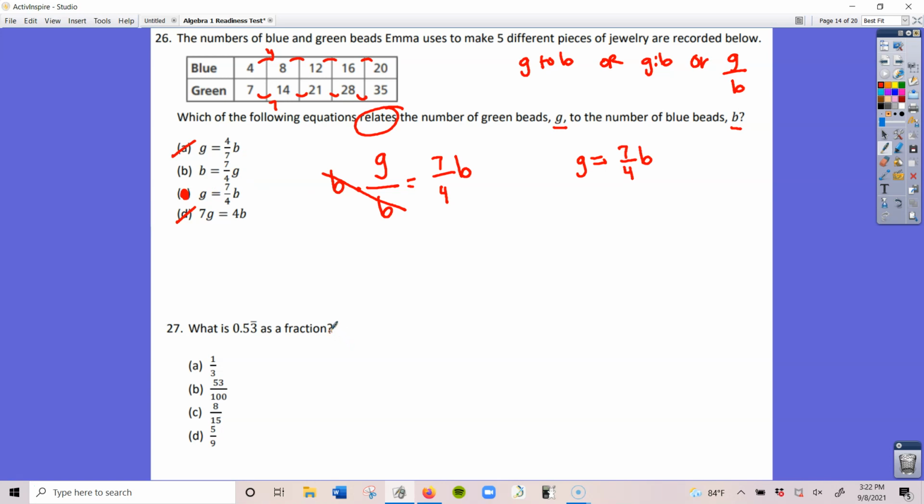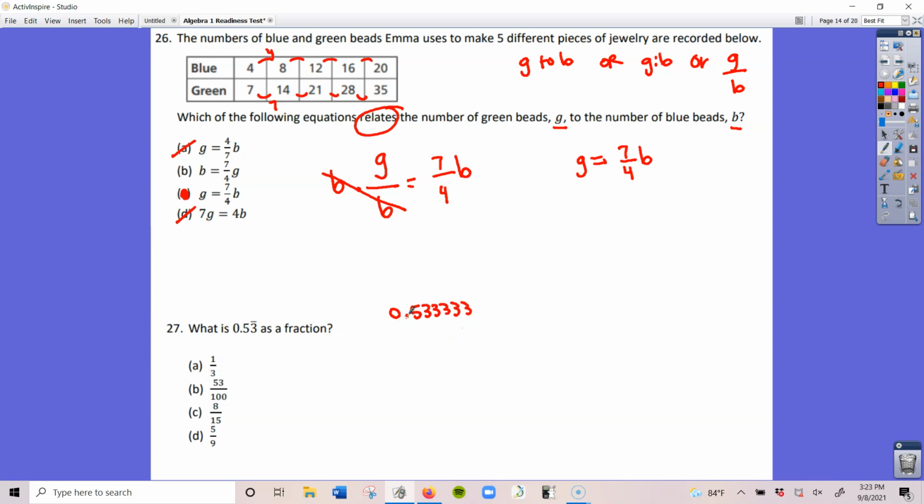For 27, what is 0.53 repeating, that's what the little bar means, as a fraction? So this is how you would do it. We're going to write 2 equations. We have 0.53 and then it repeats. So I'm just going to repeat the 3's.